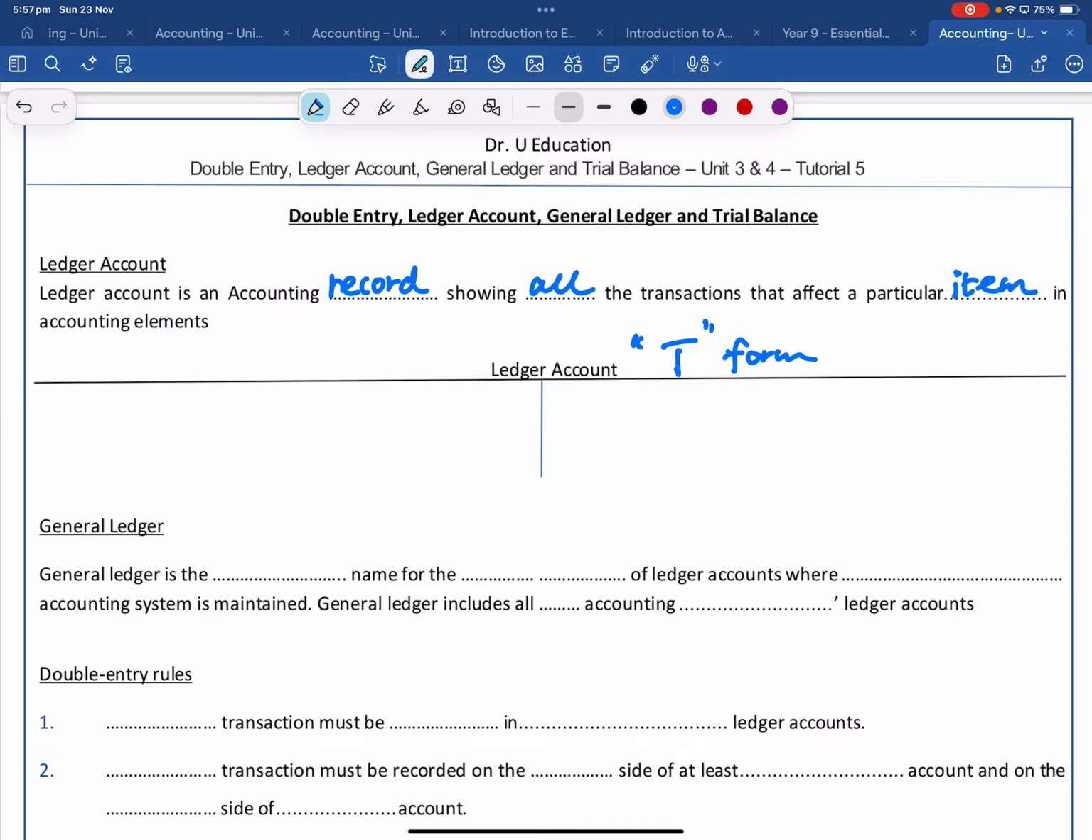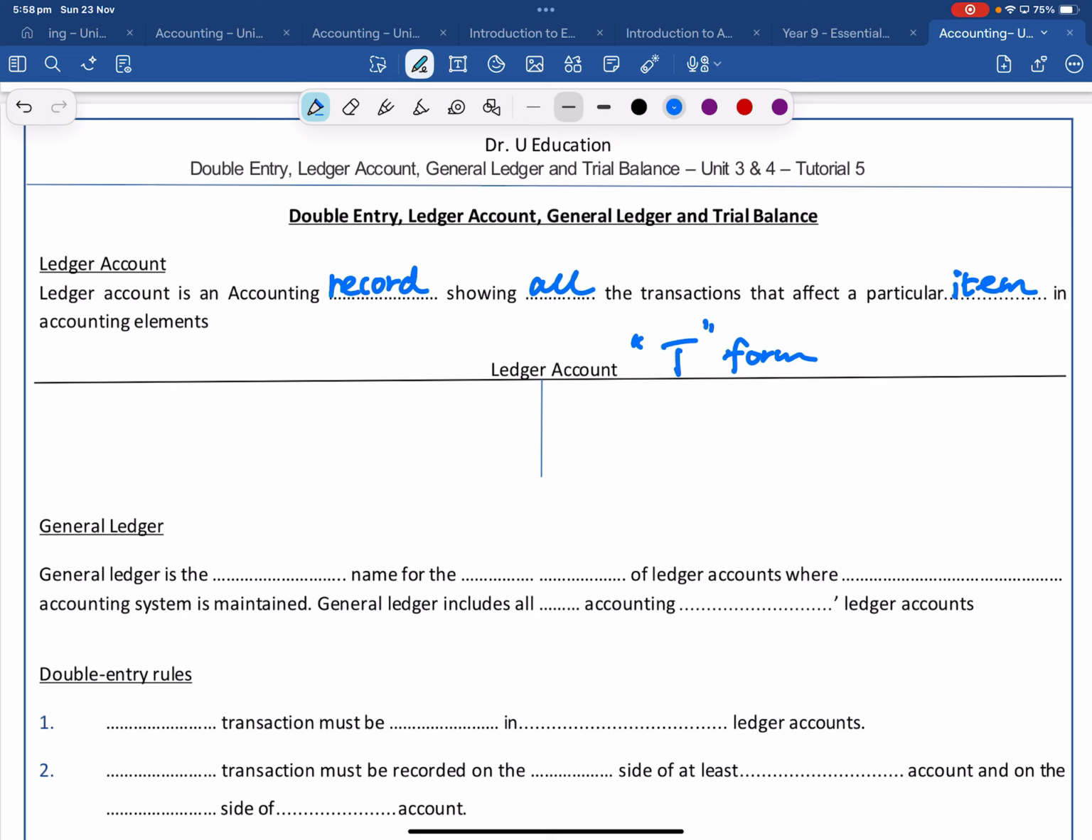So remember, guys, firstly I'll explain about the ledger account. For each and every accounting element, and also for each and every item in the accounting elements, we will have a separate ledger account. Meaning, for bank account, we will have a ledger account. Inventory, another ledger account. Accounts receivable, another one. All the others, you name it.